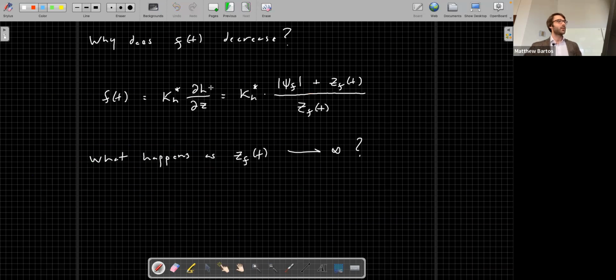So at the very end of class, I posed this question to you. Why is it that the infiltration rate F of T decreases over time? We know that in the Green-Ampt model, the wetting front is created at the instant that the water falls on the land surface, and that everything above the wetting front is completely saturated. So why is it that FT, the infiltration rate, gradually decreases over time? I kind of hinted at this last time, but in your own words, can anyone explain why the infiltration rate decreases over time?